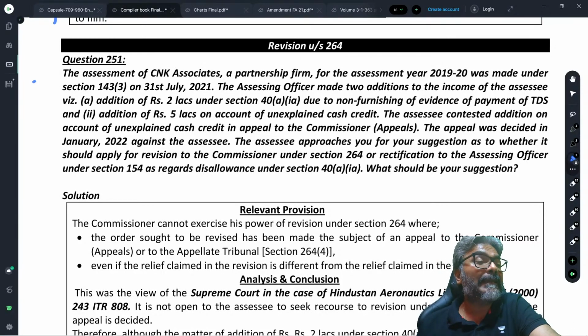But on any other matter, the CIT has every right to revise the order of the AO on those matters. Students. Now, coming to the other particular point.